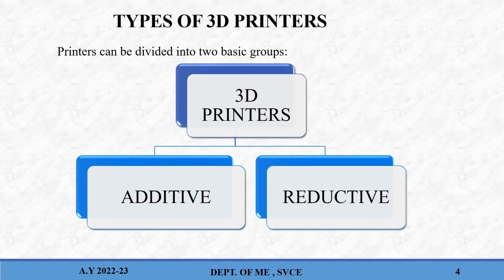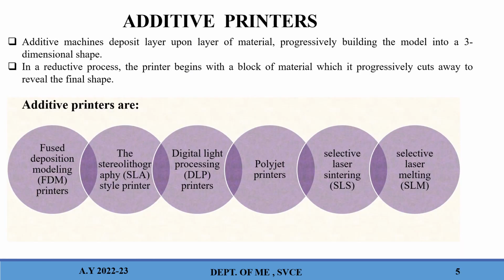So here are the types of 3D printers. Printers can be divided into two basic groups: additive and reductive. In additive printers, additive machines deposit layer upon layer of materials, progressively building the model into a three-dimensional shape. In a reductive process, the printer begins with a block of material which is progressively cut away to reveal the final shape.